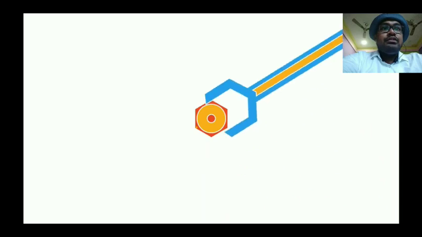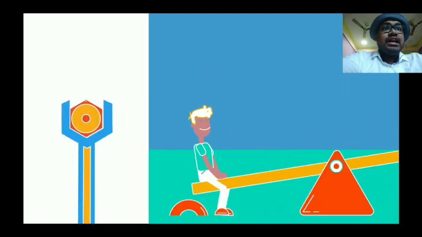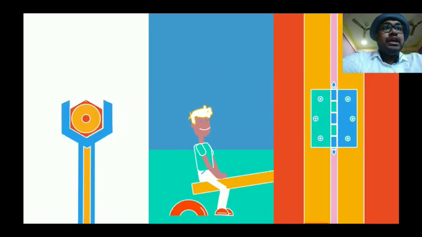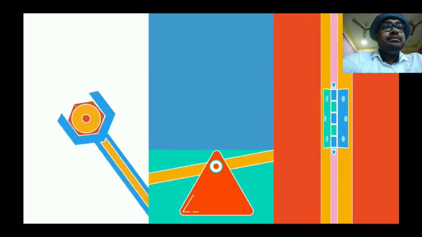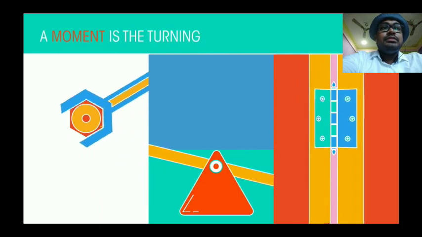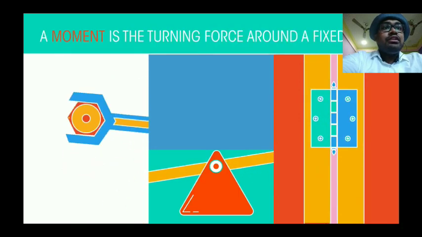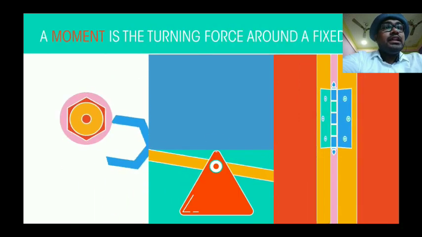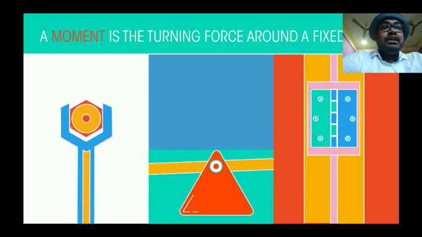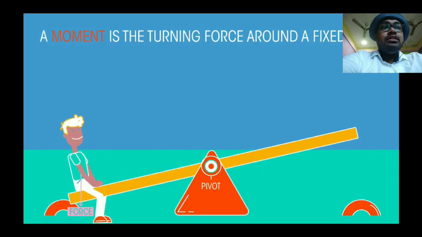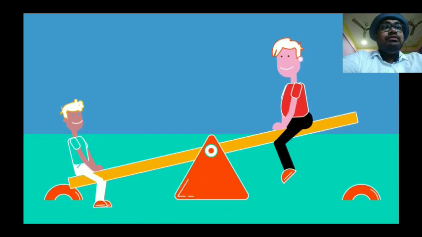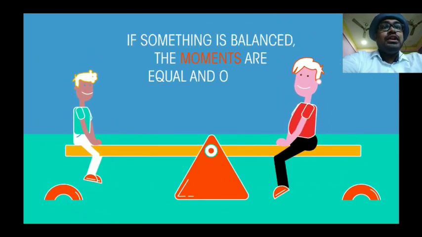Think of a spanner loosening a fixed nut, or a child on a seesaw, or a door opening around a fixed hinge. All of these things are connected by something called moments. A moment is the turning force around a fixed pivot. The pivot is the nut, or the middle of the seesaw, or the hinge. We can have one moment acting which results in a turning force, or if something is balanced or in equilibrium, the moments are equal and opposite.